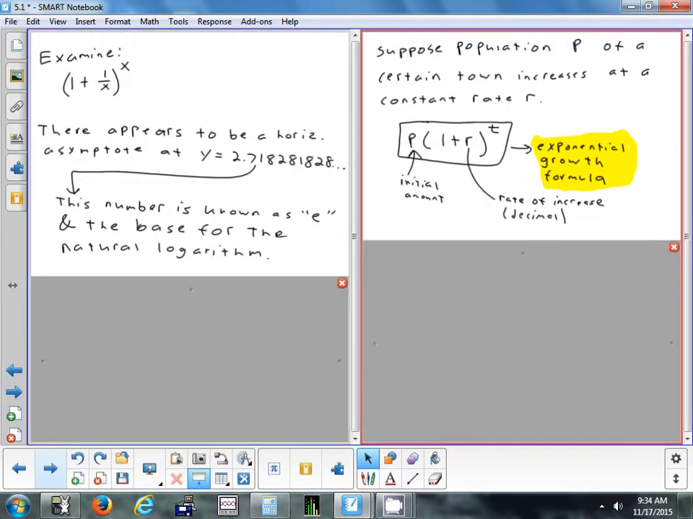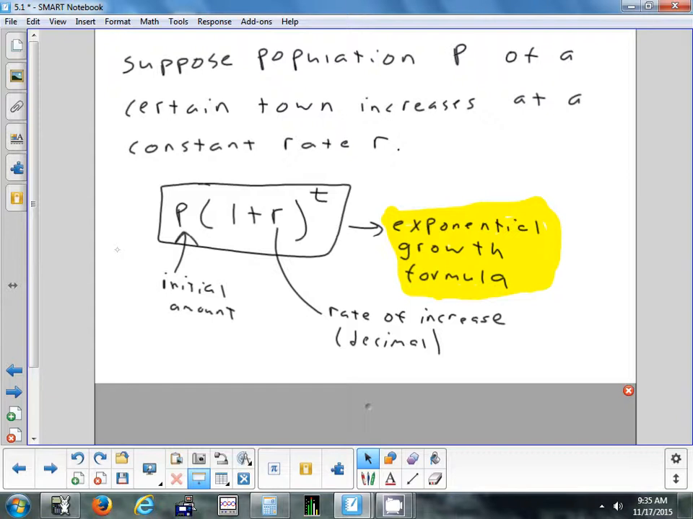And this is your formula for exponential growth. I'm going to do it with a population, but population could be anything. It could be an amount of bacteria, could be a number of items. So that says P times 1 plus r, raised to the t. And we've got to know what each variable stands for.